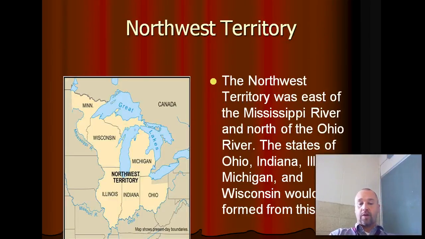So this is the Northwest Territory here. Today, this is not considered the West in the United States, but it was in the 1780s. So Ohio, Indiana, Illinois, Michigan, Wisconsin, parts of Minnesota, these are going to be future states created out of this land.